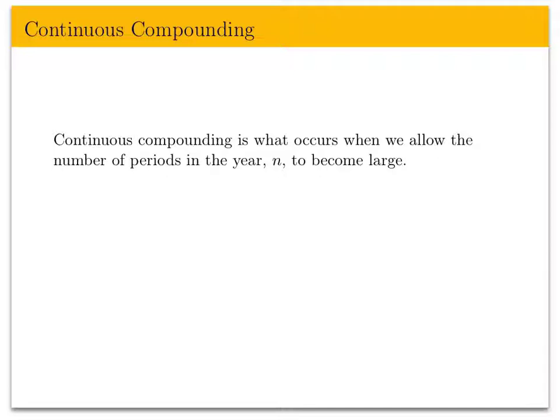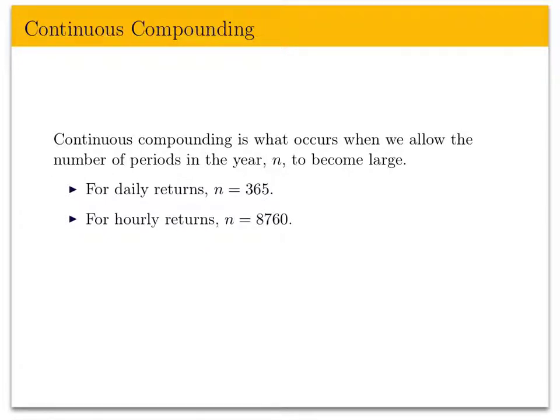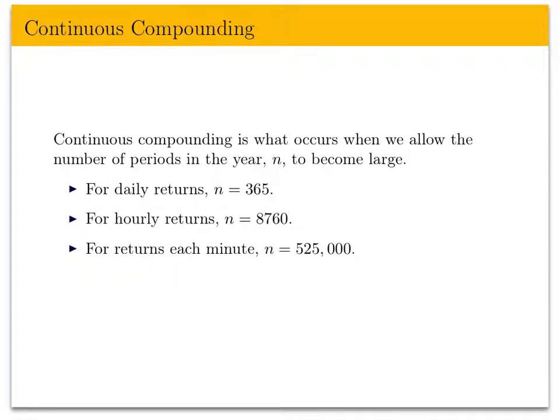Continuous compounding is the case when we allow the number of time periods in the year, that number n, to become very large. So if we're computing daily returns, then n is equal to 365. For hourly returns, 365 times 24 is 8,760. For returns each minute, how many minutes are there in a year? Well, there are 525,000. And if you wanted to compute returns for each second, you'll find that there are 31,536,000 seconds in a year.